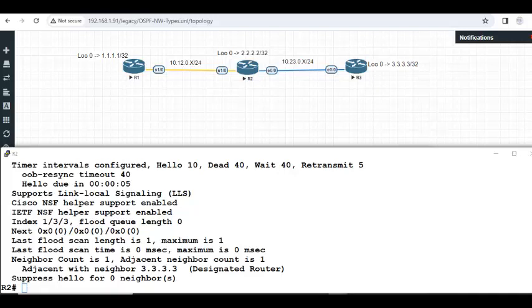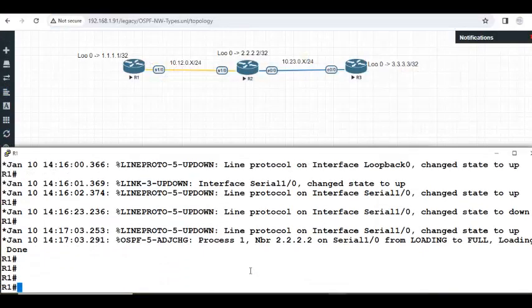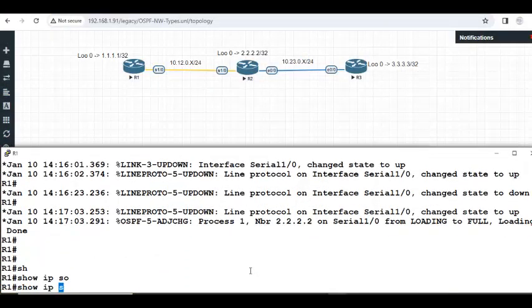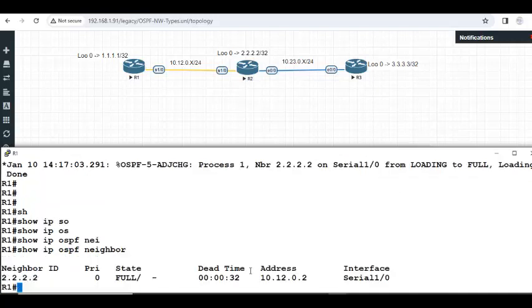Show IP OSPF neighbor. You can see there is no DR-BDR, and you see the priority is 0. On the serial interface, by default, priority is 0 because there is no need for a DR-BDR election. Whereas on the R3, if you notice, the priority is 1.